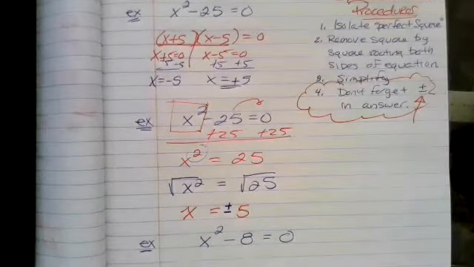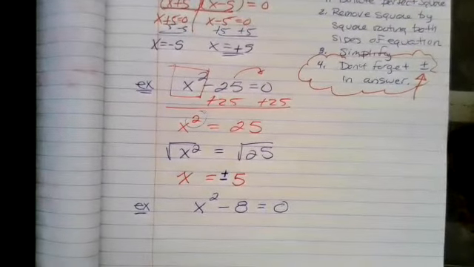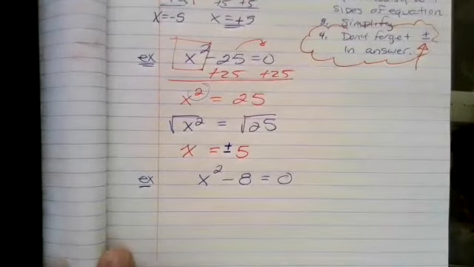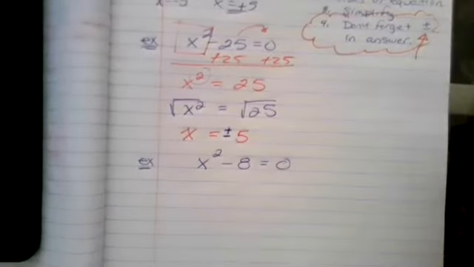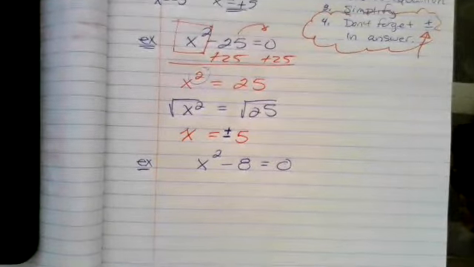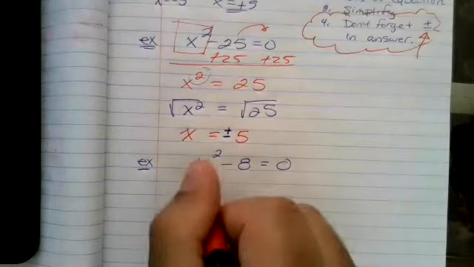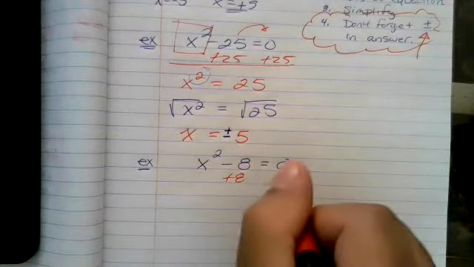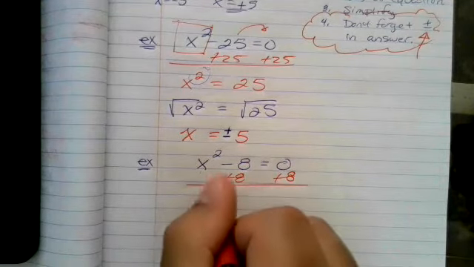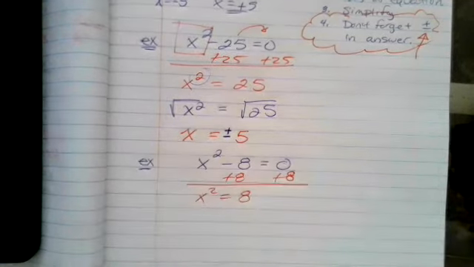I like this next example, because x squared minus 8 is not factorable. So I couldn't use the factoring method to solve this one. But I could use the square root method. Right? I could isolate my square, plus 8 plus 8. So I'm going to have x squared is equal to 8.